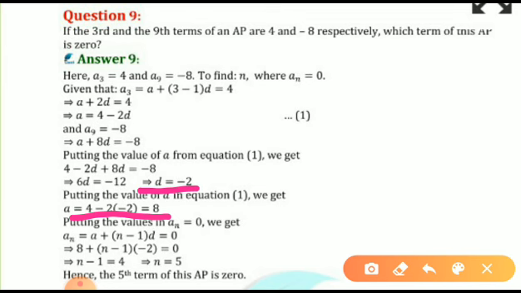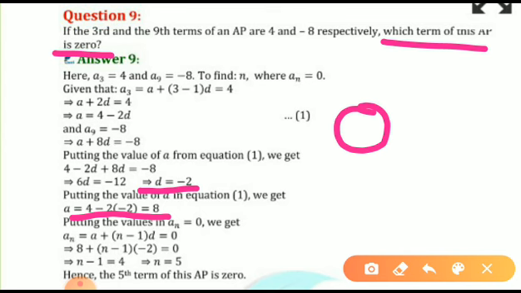Now what we need to find is, I have the value of A as well as of D. I have to find which term of this AP is 0. That means my nth term is given to me. The nth term is given to be 0. Okay, and I have to find which term, that is, the value of n I have to find.